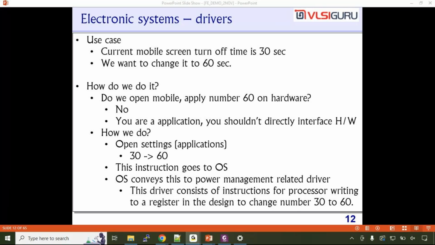I hope you have gone through it. So basically, this is to tell you that there is a specific interaction that happens between each layer. It means the operating system doesn't directly interface with the hardware. Even software doesn't directly interface with the hardware. So there are specific layers through which they interface.